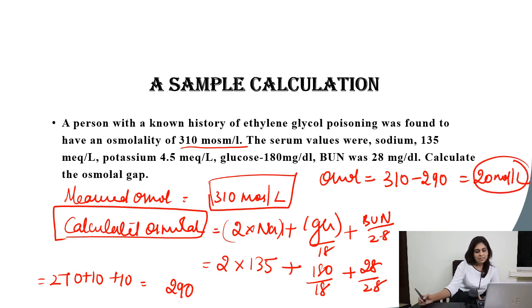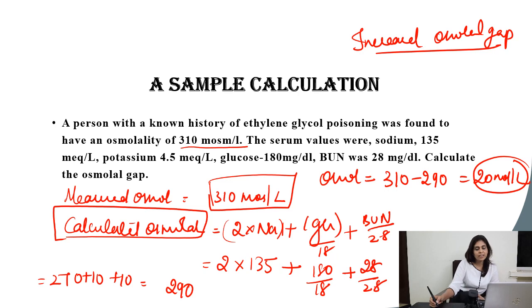As I said, normal osmolar gap is 10, which is elevated here. So it's a case of increased osmolar gap. Why? Because it's a case of ethylene glycol poisoning, wherein a metabolite of ethylene glycol, which is oxalic acid, would have accumulated in the circulation, causing osmotic movements. So that's all about the terms I wanted to explain.